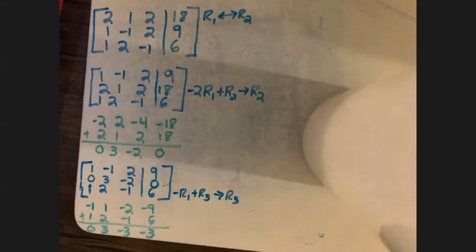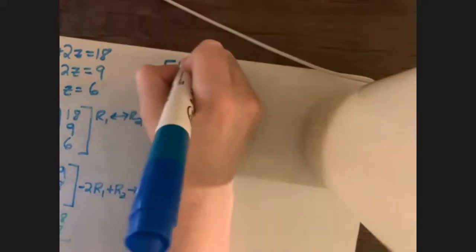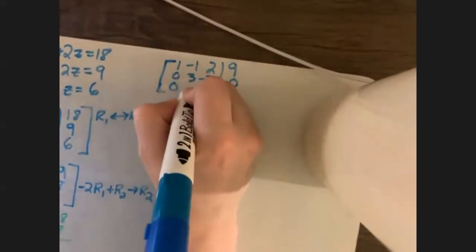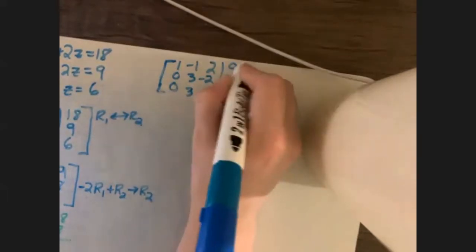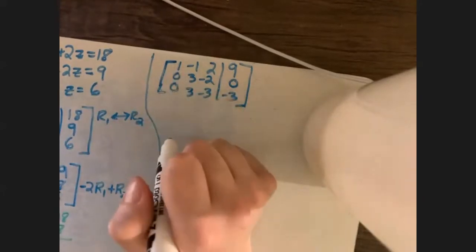Then I've got to move up to the next spot so that I can write this in. So I've got 1, -1, 2, 9, 0, 3, -2, 0, 0, 3, -3, -3. So that's the matrix that I got after that. Now, notice I've got 1, 0, 0. That's starting to look like 1, 1.